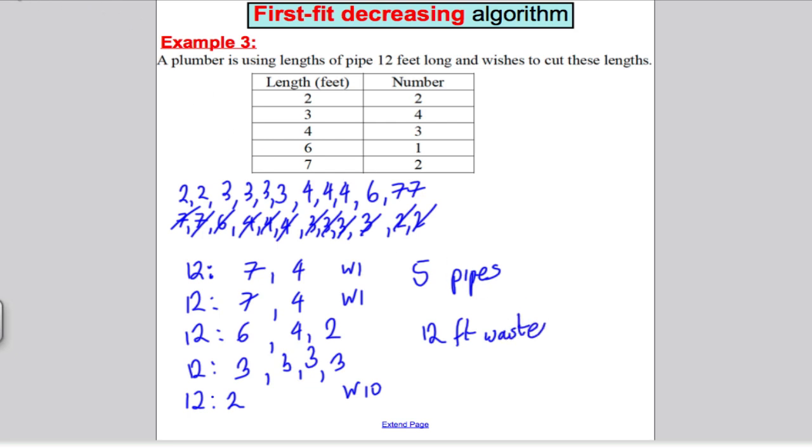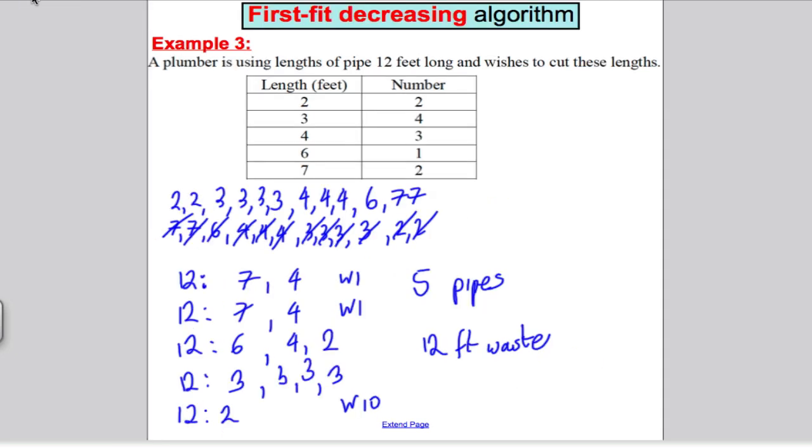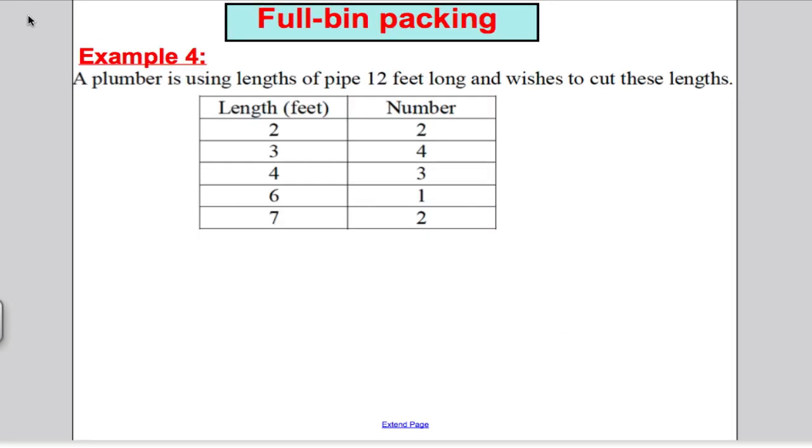Okay, so just comparing that to the other one, we needed 6 pipes and we had 24 feet of wastage. Here, we've got 5 pipes and 12 feet wasted. So, significantly better. Okay, last one, we're going to try the full bin packing algorithm.